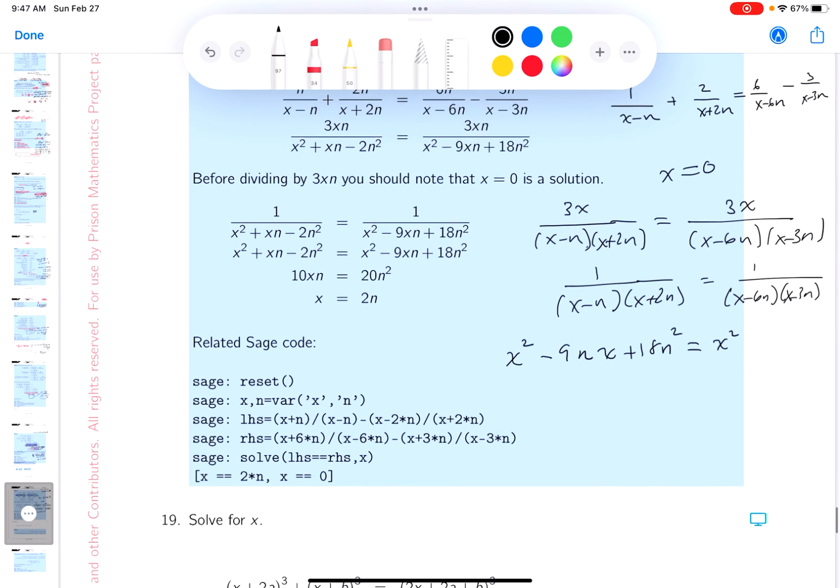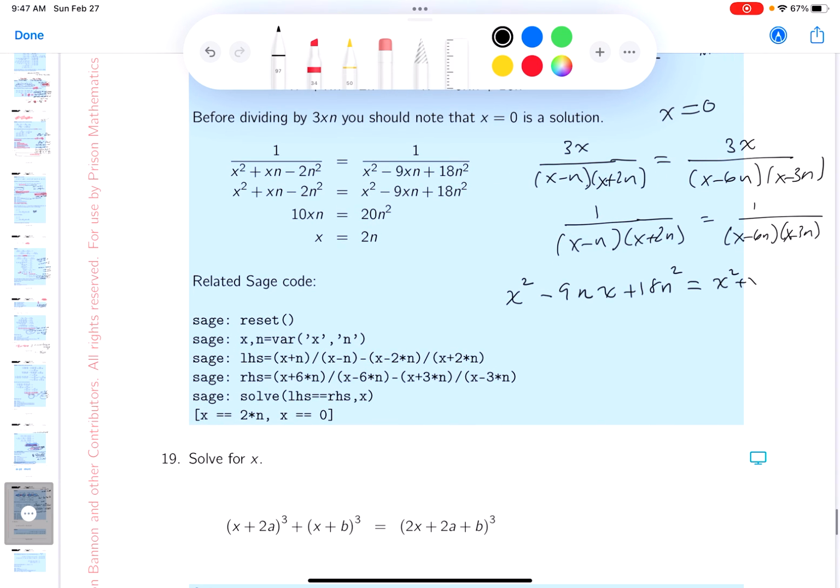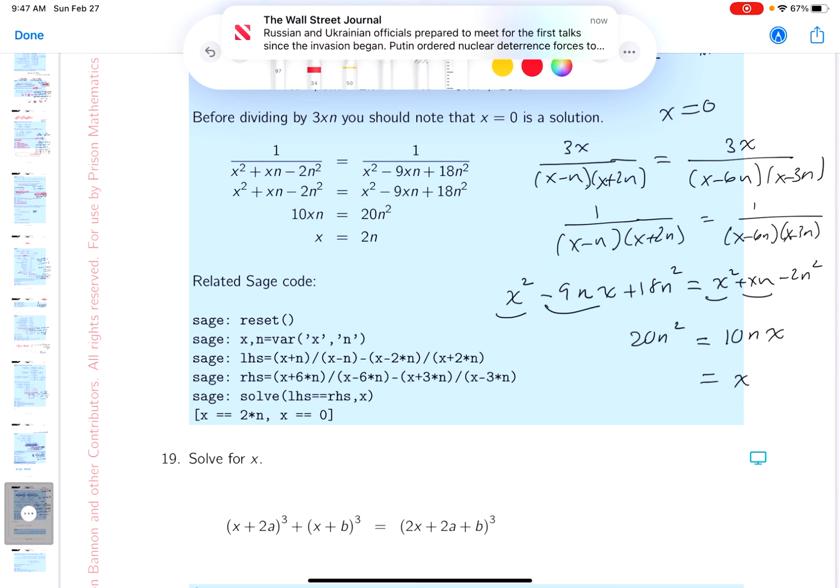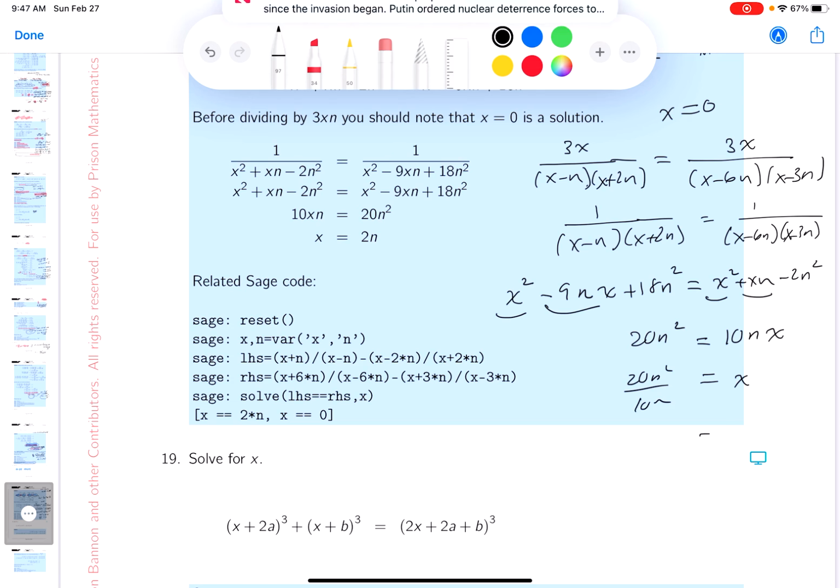2 minus 1 is 1n. That's an xn. And then you're going to get minus 2n squared. Well, these disappear, and that's good news. And let's get the x onto one side. So I'm going to say 10nx, and then I'm going to add 2n squared to both sides. That would be 20n squared. And then I'm going to divide both sides by 10n. And what do you get? n can't be 0, by the way. You're going to get 20n squared over 10n, and x would equal 2n.